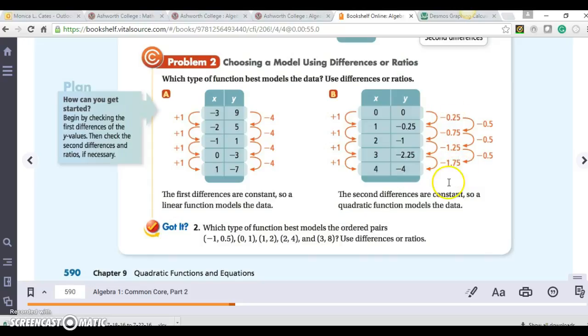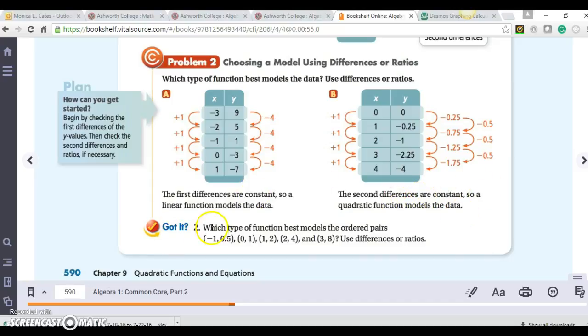So the first differences are not constant. Let's look at the second differences. 0.25 to 0.75 is 0.5. 0.75 to 1.25 is 0.5. And 1.25 to 1.75 is 0.5. So because the second differences are constant, it's going to be a quadratic.